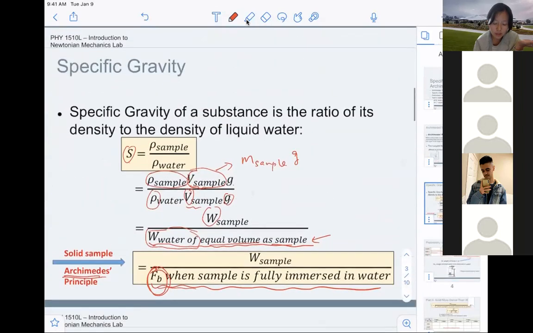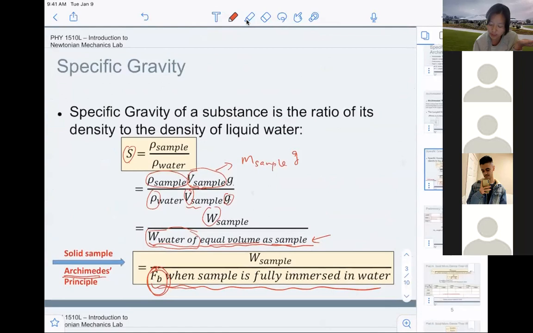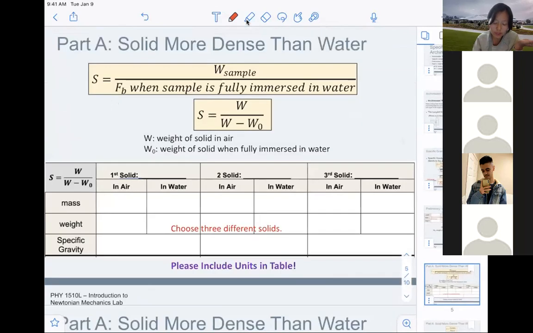And that's what we are going to do in this lab: we are looking at the difference of the weight as a way to measure the buoyant force. So the specific gravity now becomes simply: measure the weight 2 times, once in air, once in water, and then use W divided by W minus W naught. You can find the specific gravity. And that's that.